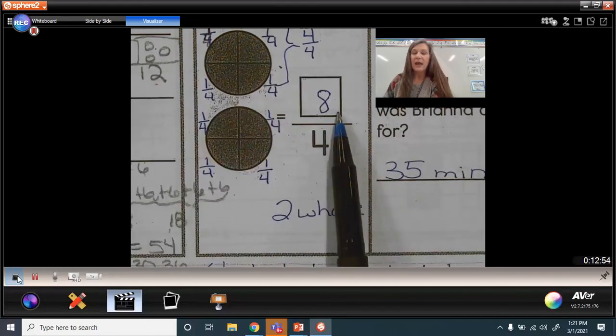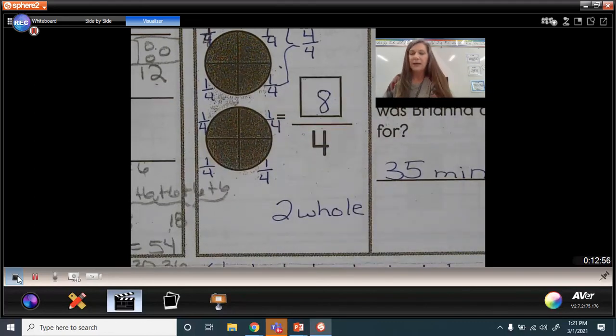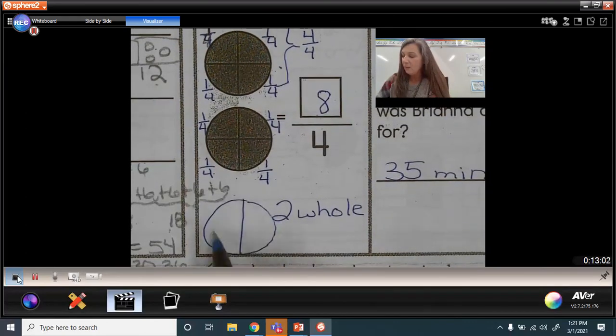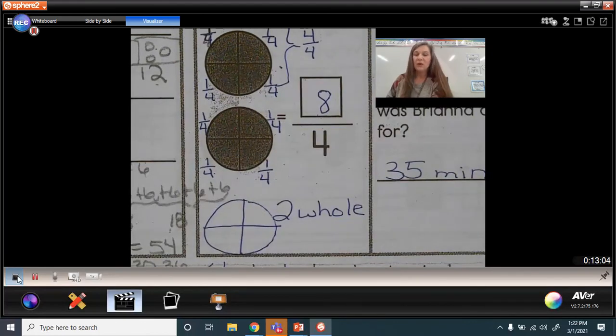When I add another whole and I break it up into fourths, how many fourths am I going to have now in 3 whole? So if this is 2 whole, I add another 3rd whole, and how many fourths are there going to be in 3 whole? Let's see what we get. I'll be interested to see how you guys do on that.